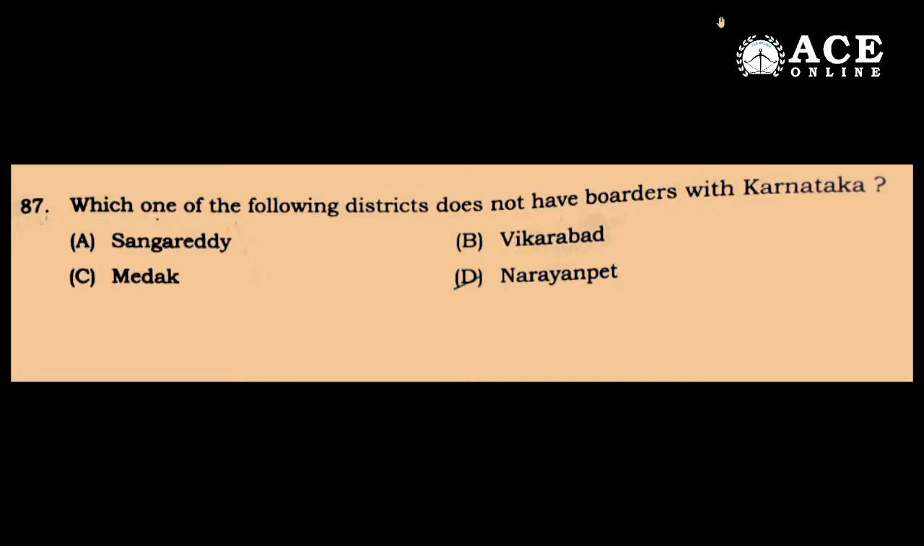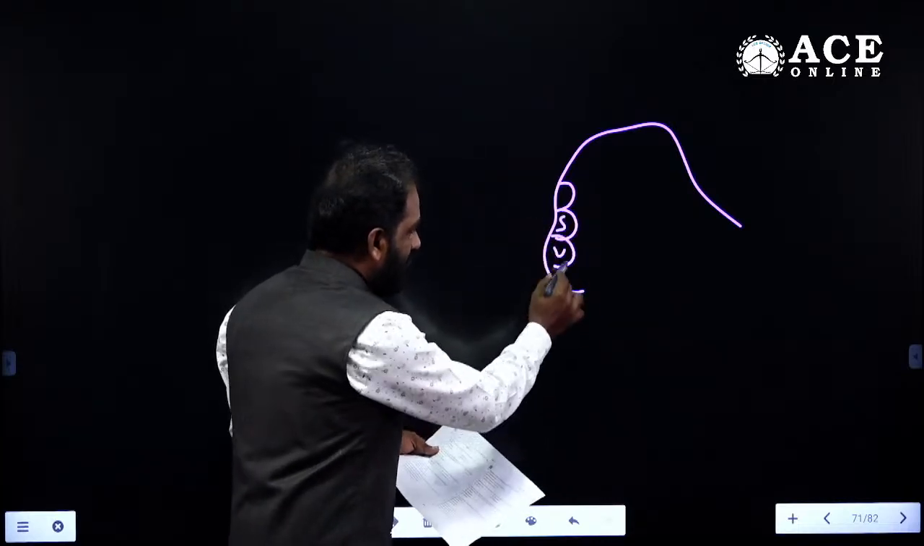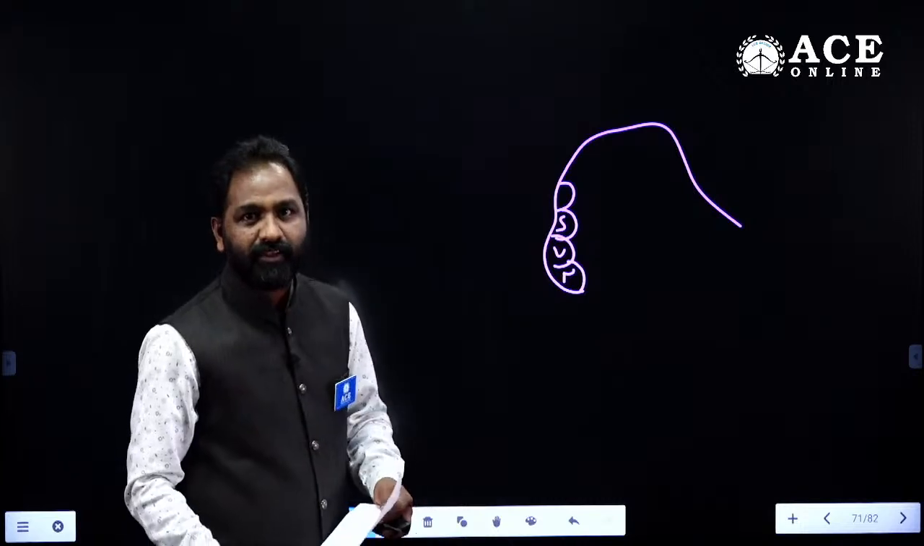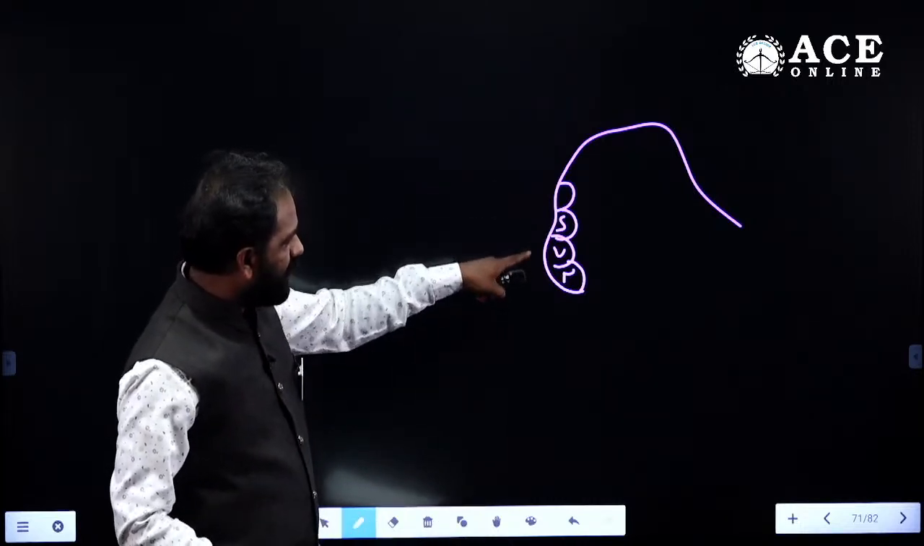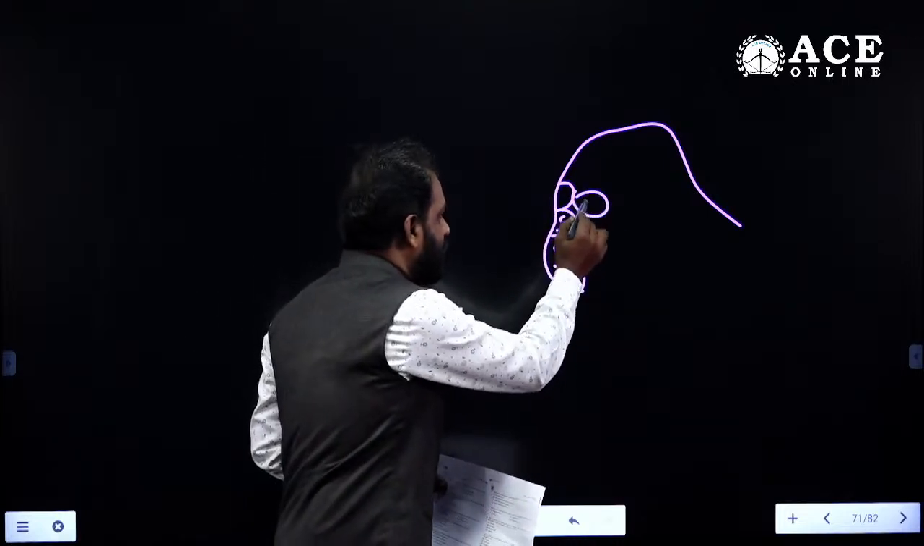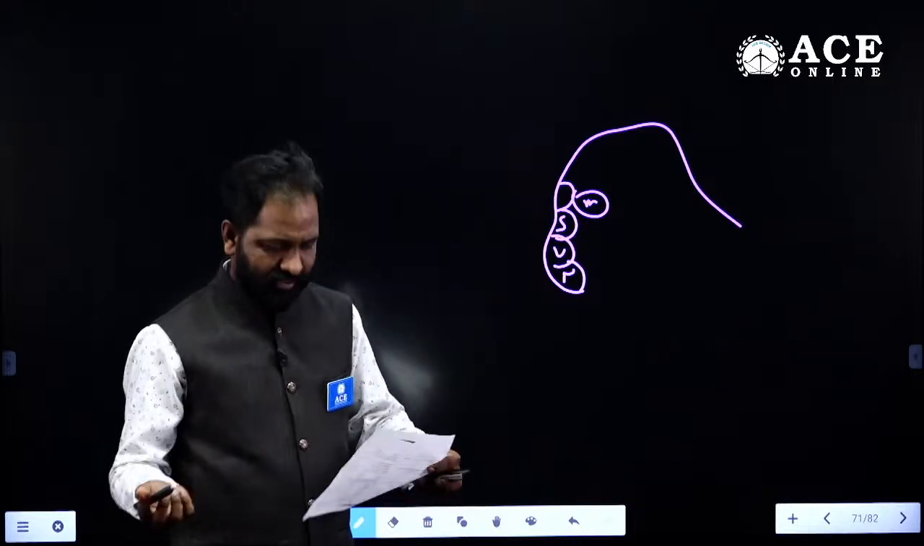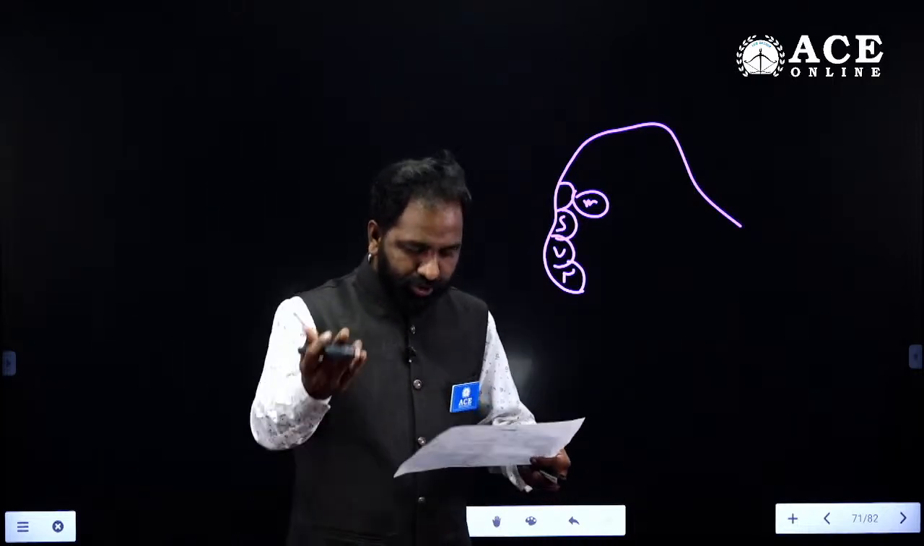If you go through the options, here we have Kamareddy, and the next one Sangareddy, and the next one Vikarabad, and the next one Narayanpet. Yes. So Kamareddy, Sangareddy, Vikarabad, Narayanpet. Then what about Medak? Medak is here. So Medak is not sharing a boundary with Karnataka. Simple.